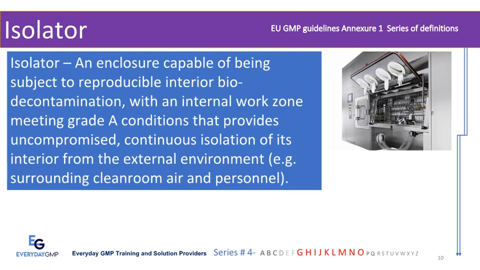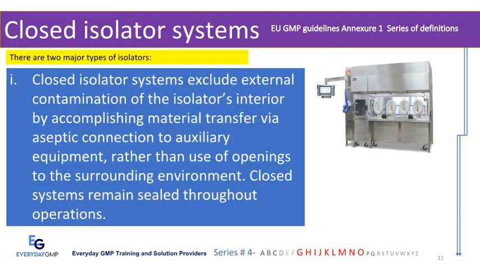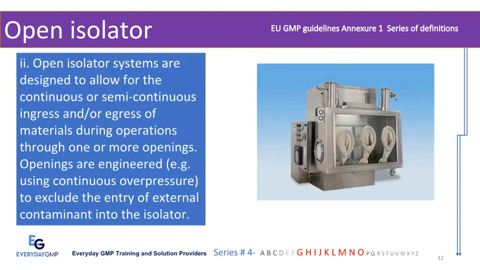Closed isolator systems exclude external contamination of the isolator's interior by accomplishing material transfer via aseptic connection to auxiliary equipment, rather than use of openings to the surrounding environment. Closed systems remain sealed throughout operations. Open isolator systems are designed to allow for the continuous or semi-continuous ingress and/or egress of materials during operations through one or more openings. Openings are engineered, e.g. using continuous overpressure, to exclude the entry of external contaminant into the isolator.